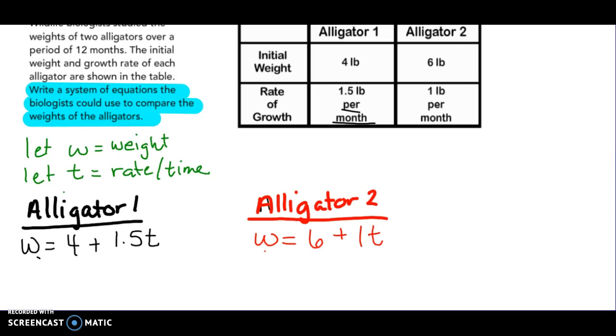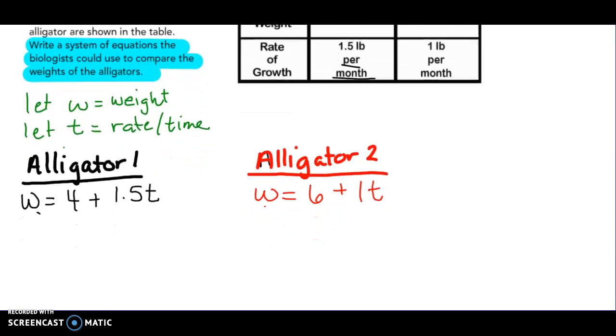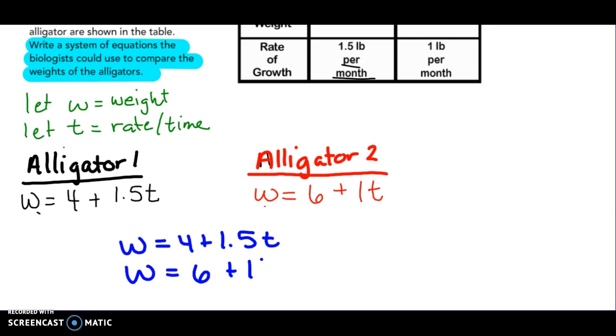So when we're looking for what is the system of equations, our system of equations would be simply the 2 equations for the alligators. So W equals 4 plus 1.5T, and W equals 6 plus 1T.